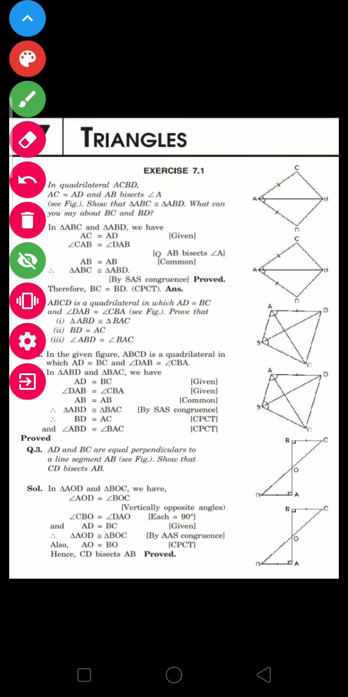What is written here? Look at here very properly. In question number 1, it is written here, in quadrilateral ABCD, AC is equal to AD is given here. AC is equal to AD, and AB bisects angle A, means this angle is equal to this angle. Are you getting it, students? Now I have to do what? I have to prove triangle ABC is congruent to triangle ABD. Okay, students, look at here very properly. That is very simple.